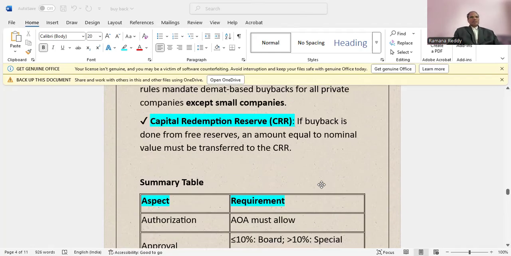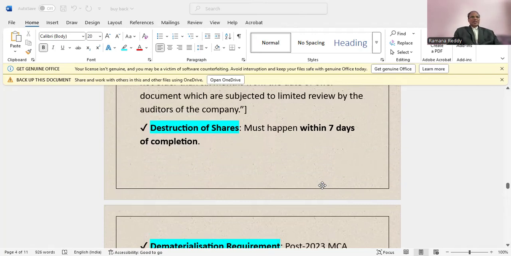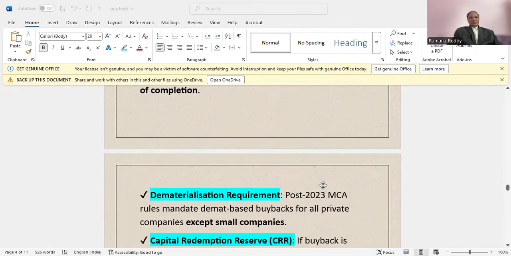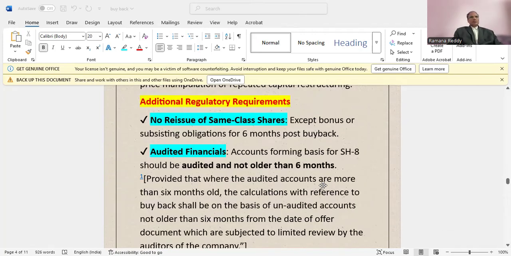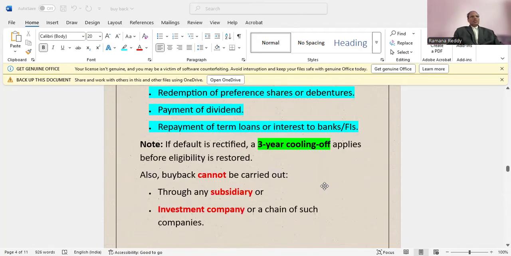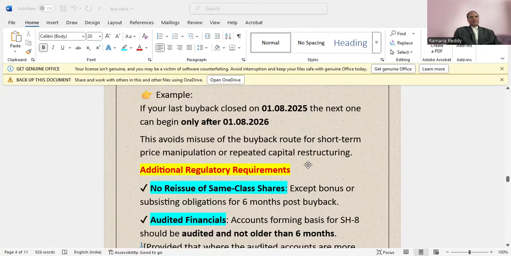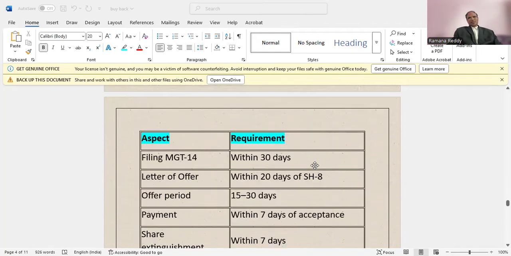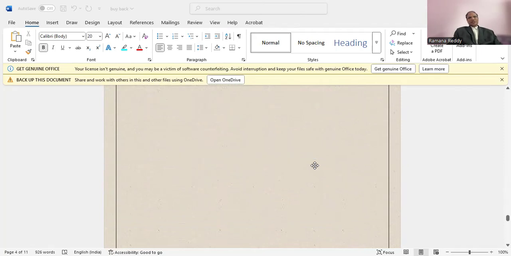So here we have discussed demat also because of the MCA rules, and we also talked about the cooling period. If there is a default and the default is rectified, then a 3-year cooling period is required. And this is what we have covered about the buyback of shares.